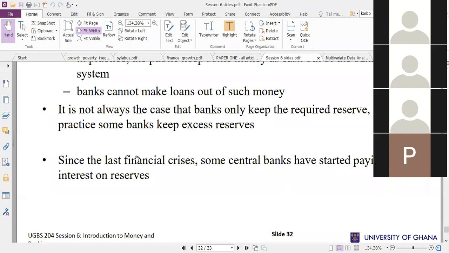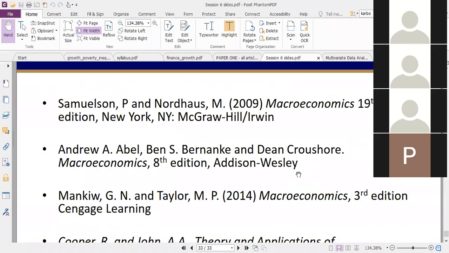Since the last financial crisis, some central banks have started paying interest on reserves. Remember, if the banks keep that reserve with the central bank, the central bank also undertakes investment activities from which it receives interest. So even though they are not supposed to pay any interest, because of the financial crisis, some of them decided to pay interest on reserves. And that brings us to the end of this lecture.